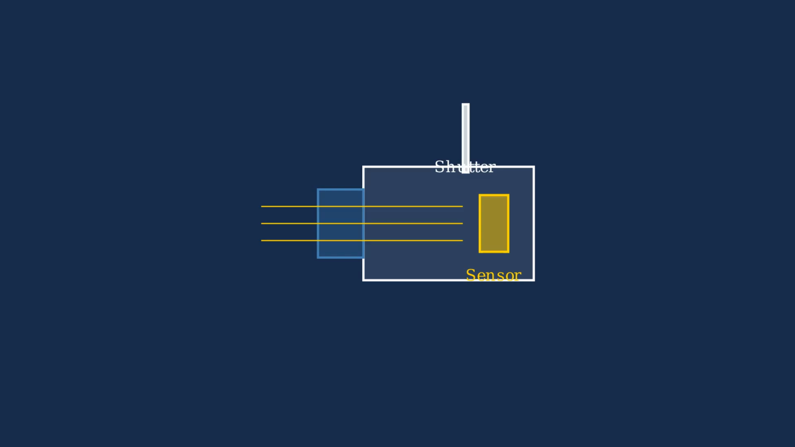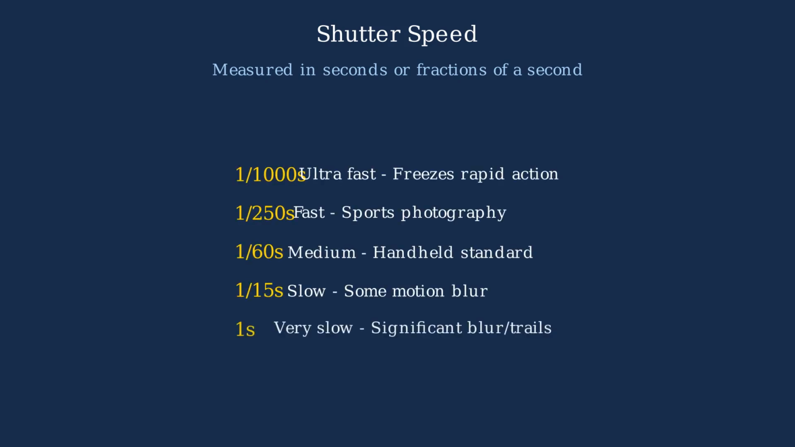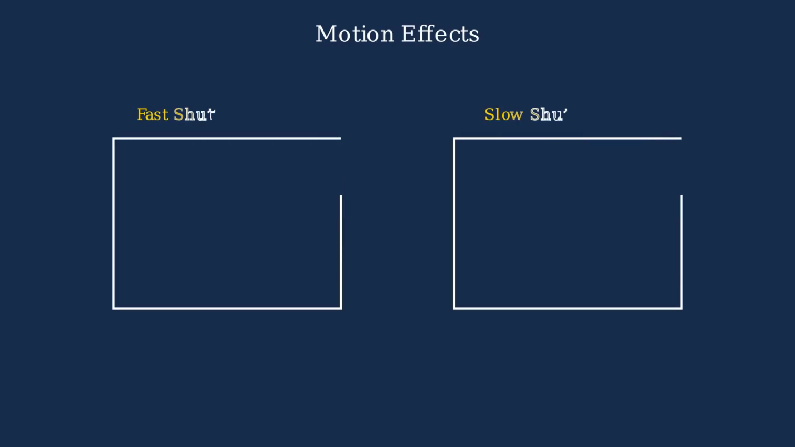The camera shutter works like a door that controls how long light reaches the sensor. The shutter sits between the lens and the sensor, blocking light until it opens. When you press the camera button, the shutter opens for a precise amount of time, allowing light to reach the sensor. Shutter speed is measured in seconds or fractions of a second. Common shutter speeds range from extremely fast, like 1,000th of a second, to very slow, like 1 full second or longer. The shutter speed you choose has a significant impact on how motion is captured in your photos.